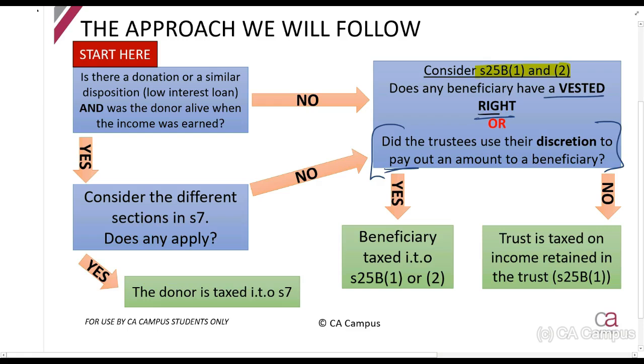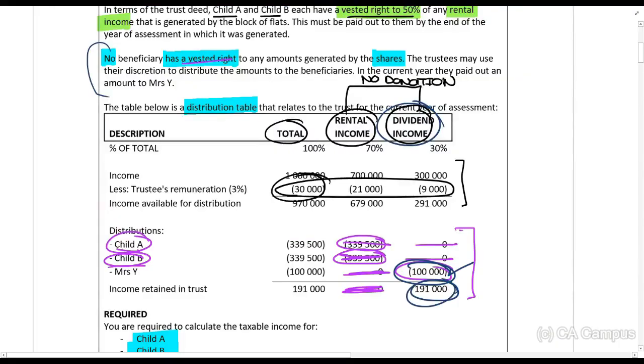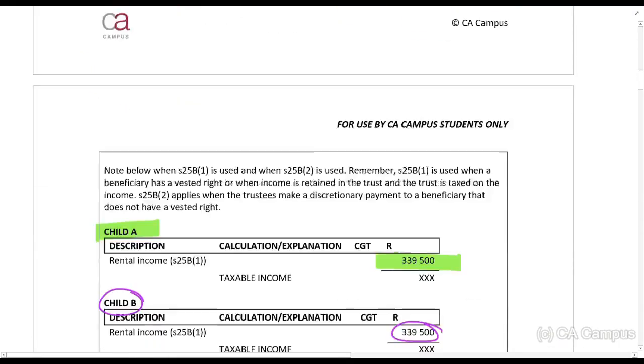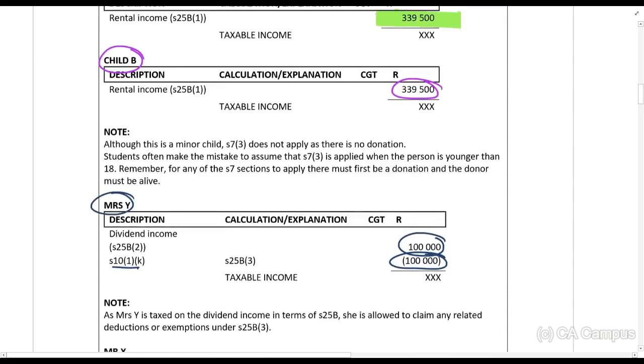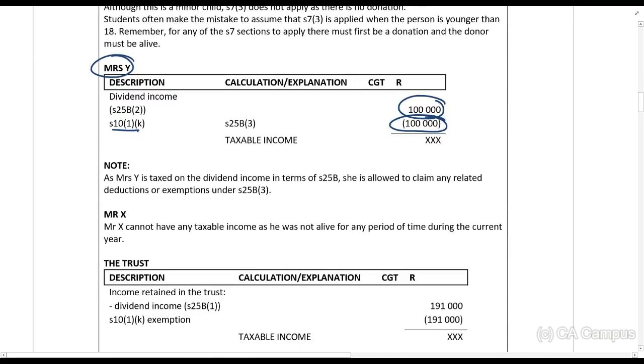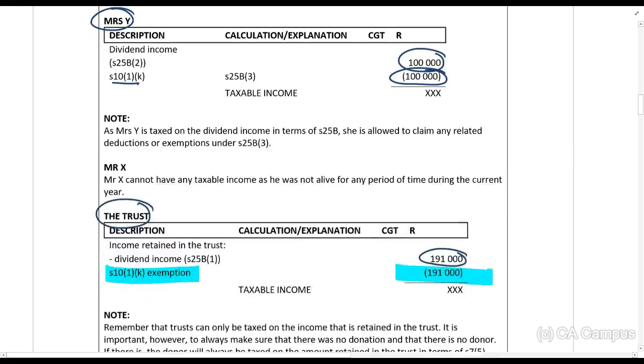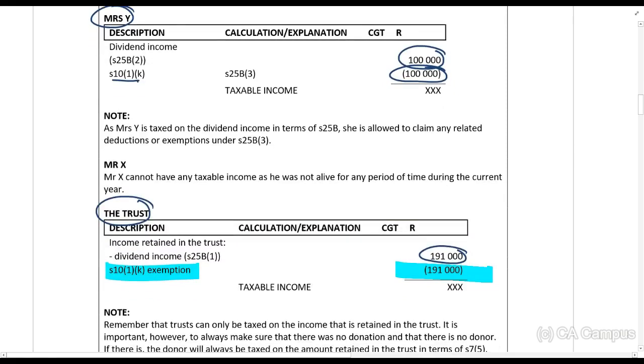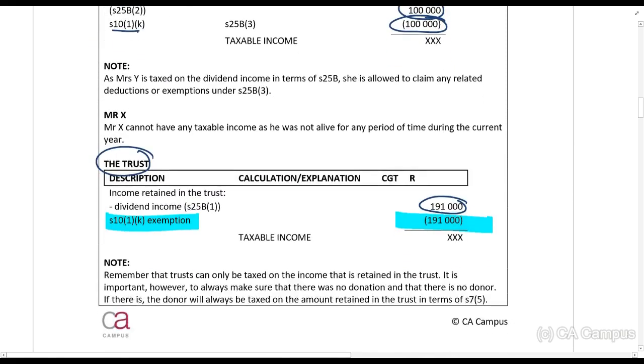So does someone have a vested right to it? Was it paid out? No. So who should be taxed on it? The trust. So that 191,000 rands gets taxed in the hands of the trust. So look, the trust, 191,000 rands. Very important, guys, they still get the exemption. The exemption for dividends does not only apply to natural persons. And Mr. X was dead the entire year, so he can't be taxed.